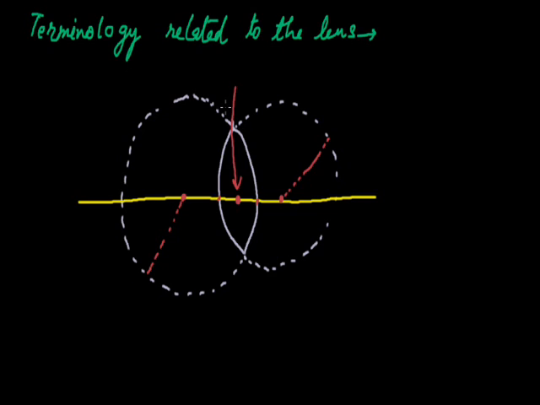Let's name it LP1, LP2. These surfaces LP1 L' and LP2 L' are the two spherical surfaces of the convex lens.